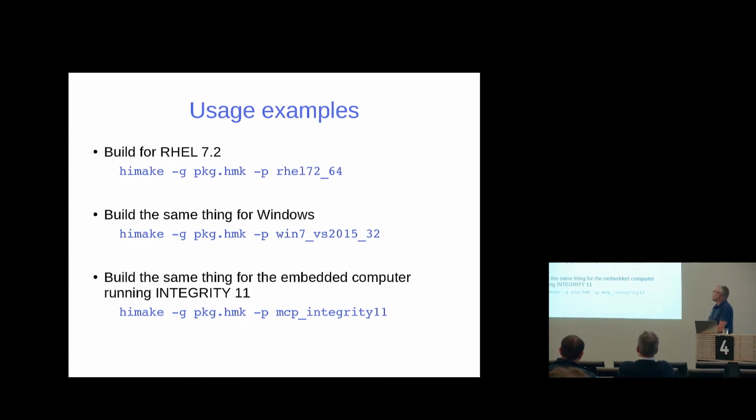Just to give you an example of how we can build, let's assume we're going to build for Red Hat Enterprise Linux 7.2. The command line is going to be something like this. First, the name of the executable, then we specify the name of the HiMake file that describes the product or the executable. And then we specify the platform. In this case, it's a platform that defines how to build for Red Hat 7.2, 64-bit. If we were to build the exact same thing for Windows, we would just replace the platform. That's it. There's another platform that specifies how to build for Windows 7 with Visual Studio 2015, 32-bit. And finally, if we were going to build the same thing for our embedded computer that runs Integrity 11, it would be like that. Just a third platform.